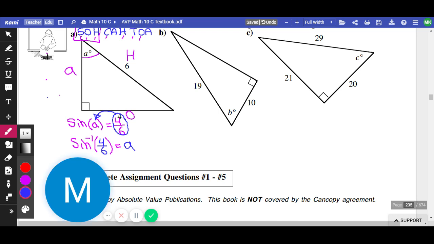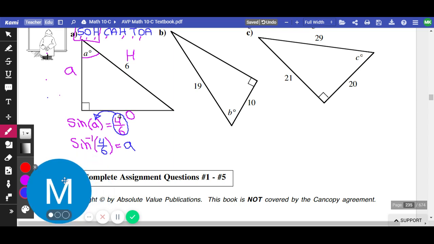You can actually calculate second sine 4 over 6. When you calculate it, second sine, bracket 4 divided by 6, I get 41.8. Round that to the nearest angle. That means that angle A equals 42. Not bad, right? Okay, try the second one on your own. Give it a shot. I will do it with you. And then if you want to try the third one, you're more than welcome to.